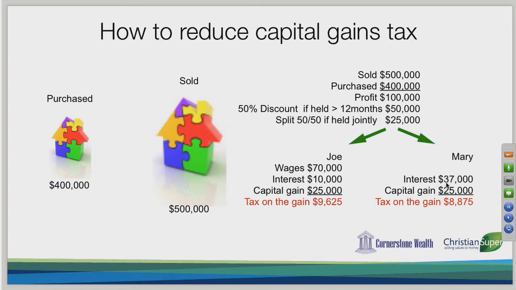Joe's spouse, Mary, is not working, but she generates investment income of $37,000. She's got some other investments out there, and she's got a capital gain added to her taxable income of $25,000, and so her tax on that $25,000 gain is $8,875. Now, what can they do to reduce that tax, that $9,600 and $8,000? So total gain of $18,500. How can they reduce it?